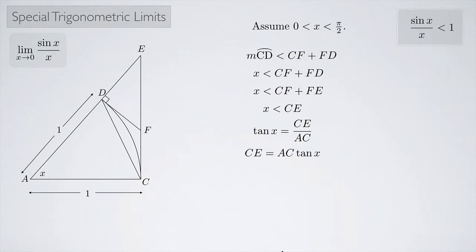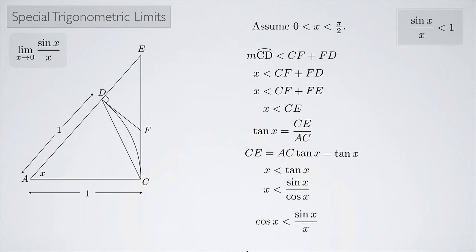So this is opposite over adjacent, and I can rewrite that as CE equaling AC times the tangent of x. But what's AC? AC is just 1, so this is just equal to the tangent of x. So now I have that x is less than the tangent of x. That's going back up to here. x is less than CE, but CE is the tangent of x, so x is less than the tangent of x. And I can rewrite tangent as sine over cosine.